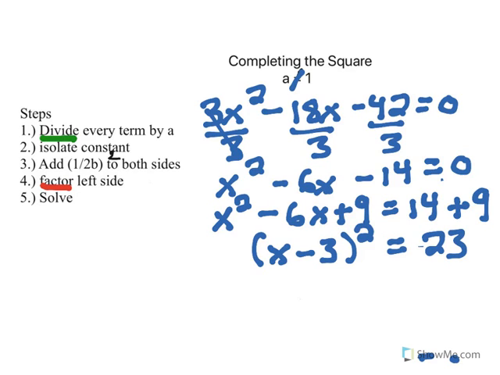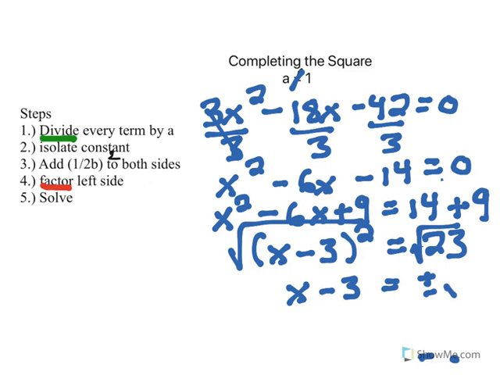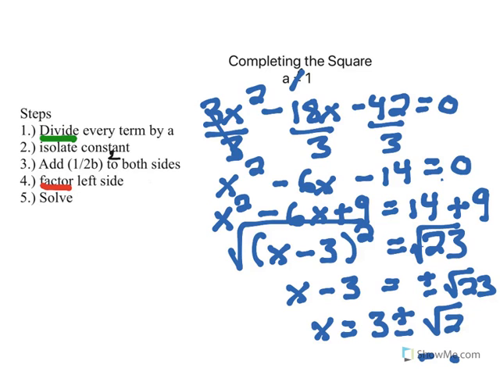Then I'm going to solve. I do that by taking my square root on both sides. So it's x minus 3 equals positive and negative square root of 23. I can't really do anything with the square root of 23. That's not a perfect square like I had last time, so I'm just going to leave that as the square root of 23. And I'm going to add my 3 to both sides. So I have 3 plus or minus the square root of 23. So two different answers, 3 plus the square root of 23 and 3 minus the square root of 23.